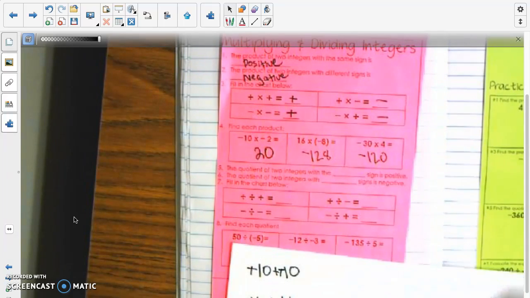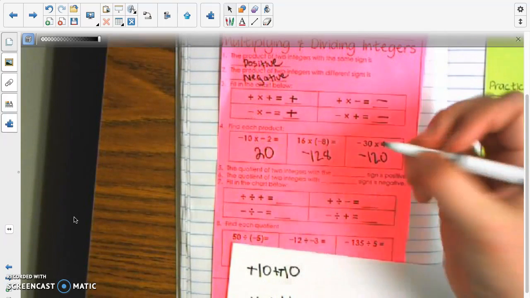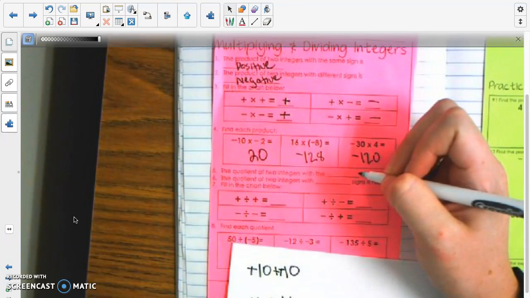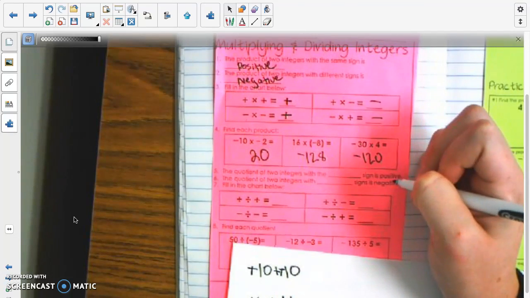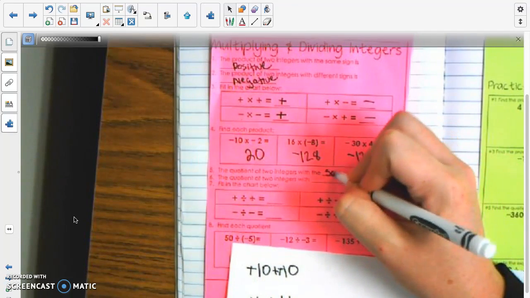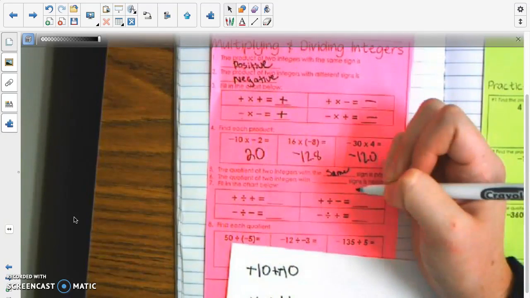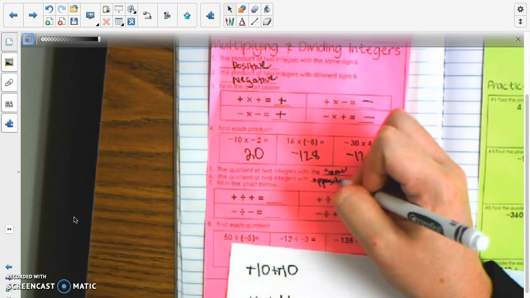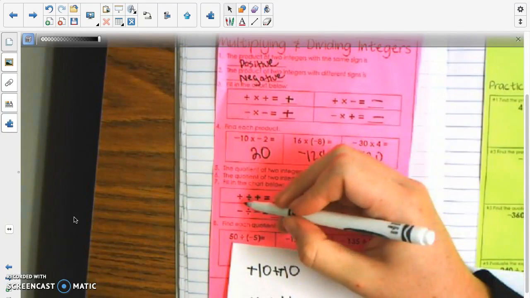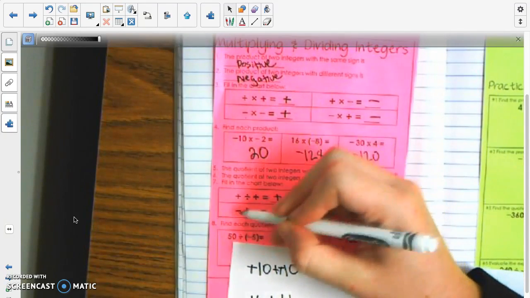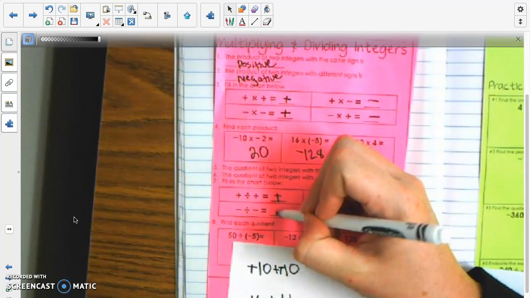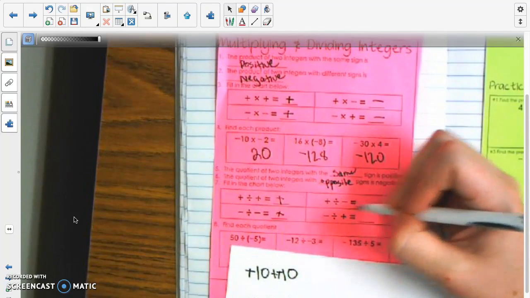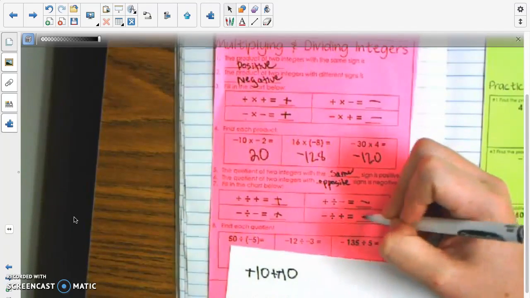The quotient of two integers with the same sign is positive. And the quotient of two integers with the opposite sign will be a negative. So a positive and a positive will be a positive. Negative and a negative will be a positive. Positive and negative, negative. Negative and positive, negative.